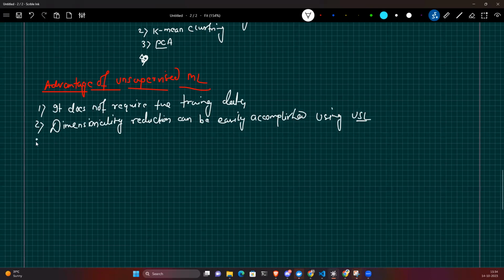Third is flexibility. Unsupervised learning is flexible in that it can be applied to a wide variety of problems. Let's suppose you are solving a supervised problem. In a supervised problem itself, you can first apply unsupervised, then apply supervised machine learning. How? Let's see one problem statement.